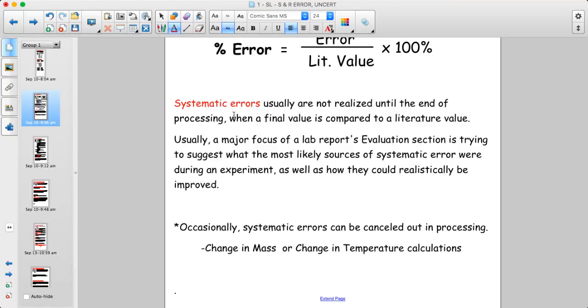So they're usually not realized until the end, these systematic errors. And a big focus of a lab report's evaluation section in IB is going to be trying to figure out what the most likely sources of systematic error are and how they could be realistically improved.